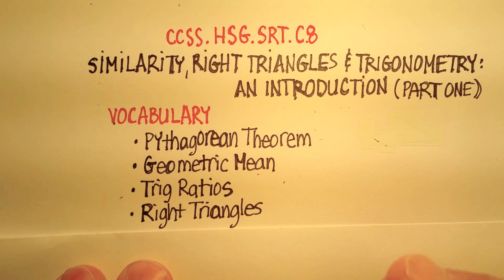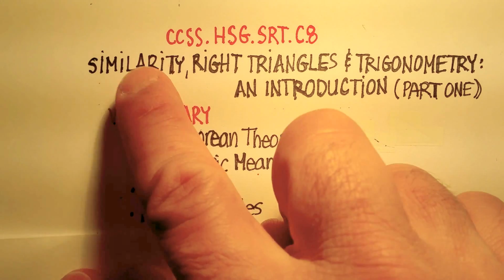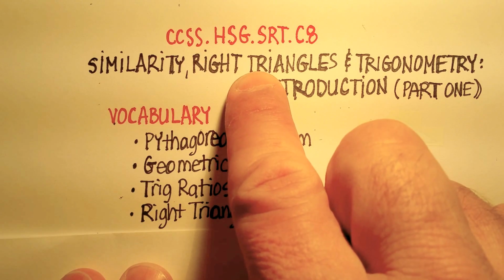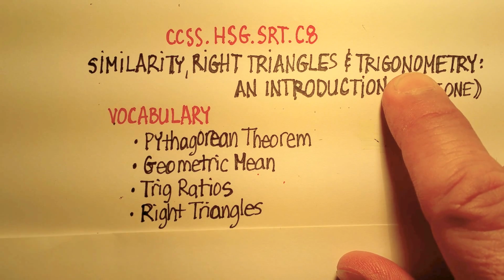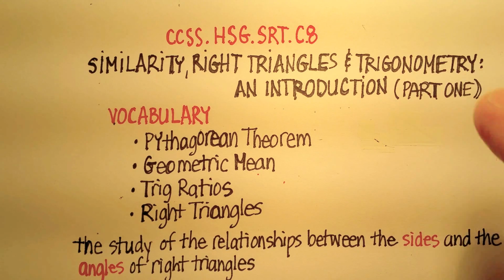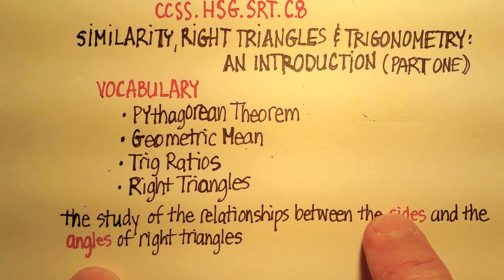concerning right triangles. Now, let's start with the idea of trigonometry because we already know a little bit about similarity and right triangles from previous videos, okay? So what is trigonometry? Trigonometry is basically just the study of the relationships that exist between the sides of a right triangle and the angles of right triangles, okay?